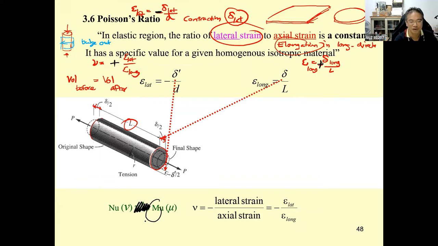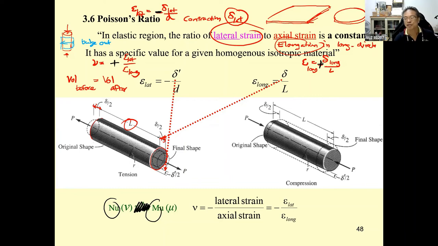You usually call it mu. The Poisson ratio equals minus lateral strain divided by longitudinal strain. The civil engineering students will have a lab to measure the Poisson ratio of rubber in the next course on material testing. Also, when you do compression, things are opposite: the lateral strain is positive and the longitudinal strain is negative. The negative sign takes care of that.